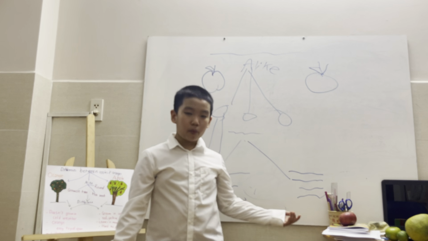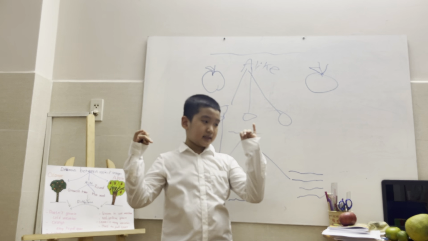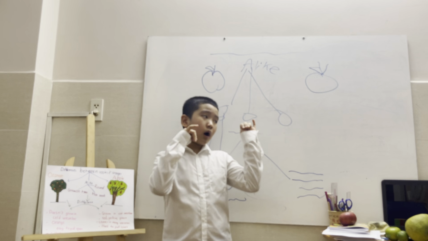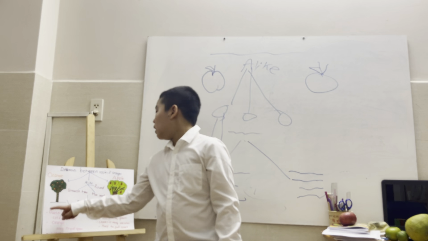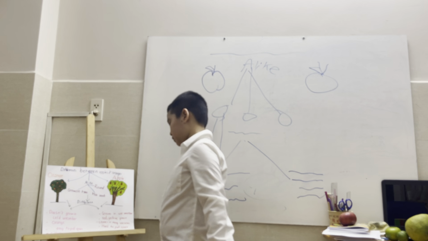What can be orange? 10, 9, 8, 7, 6, 5, 4, 3, 2, 1, 0. Have you found the answer? The answer is oranges can only be orange. Now let's move on with the next one.